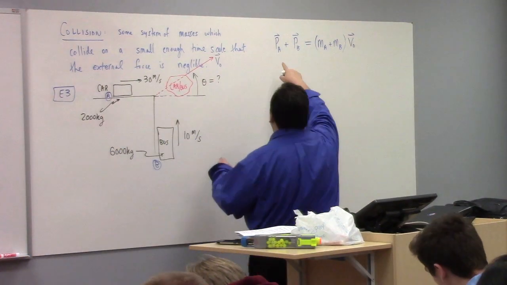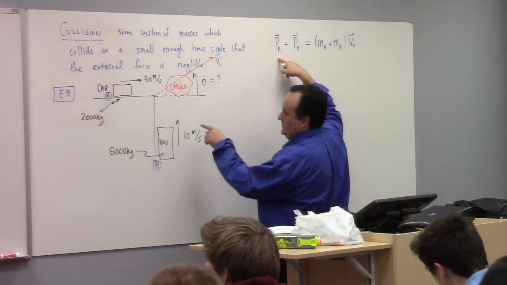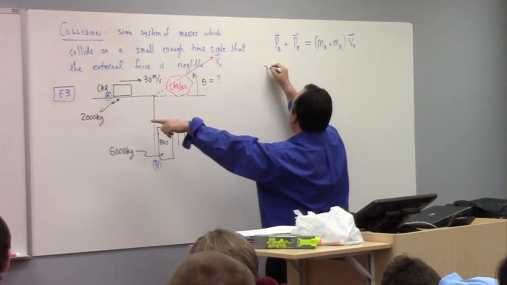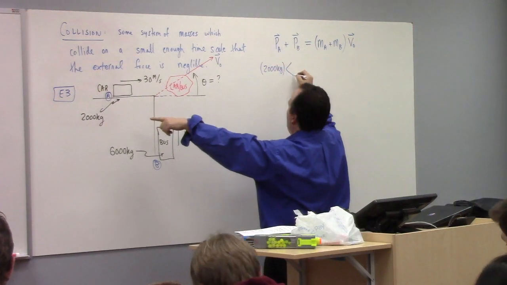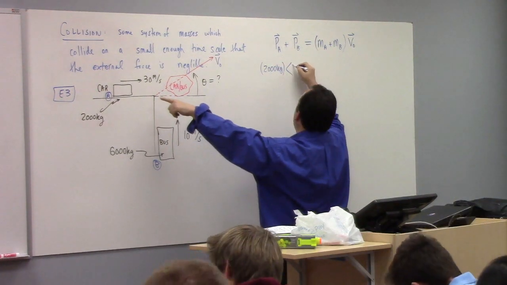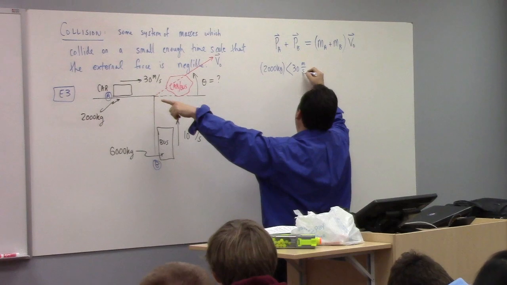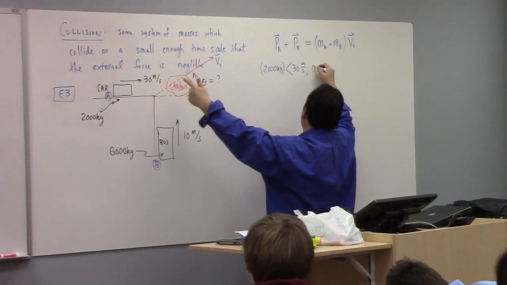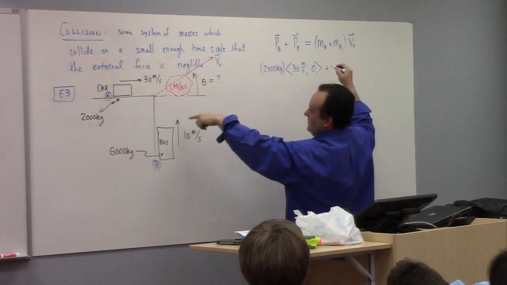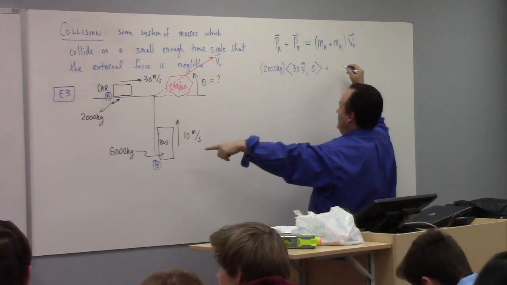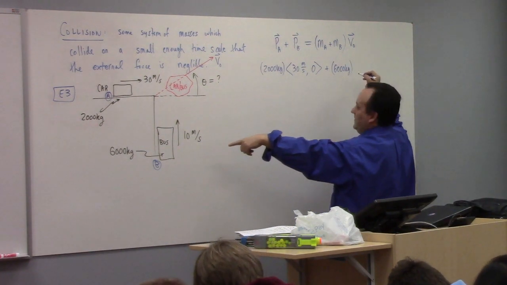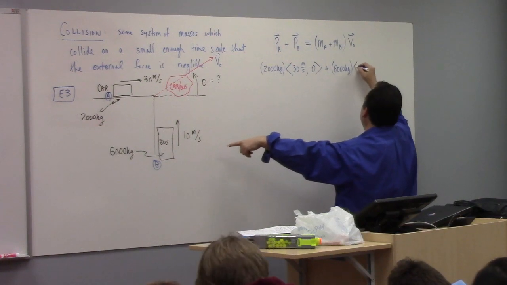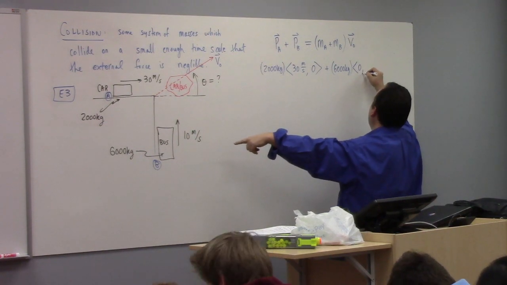So what's the momentum for A? Momentum for A is 2,000 kilograms. What's the velocity for A? Well, it's 30 meters per second, and it's horizontal, all right? What's the momentum for B? 6,000 kilograms, times what? 10 meters per second, yeah?